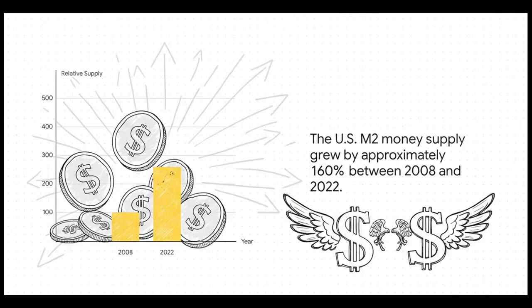The M2 money supply, which is basically all the cash and easy-to-access money just sloshing around in the economy, absolutely exploded. This chart shows a staggering 160% increase in just 14 years. This isn't just policy, this is debt monetization on a Roman scale. It's creating new money to fund deficits that taxes just can't cover anymore.